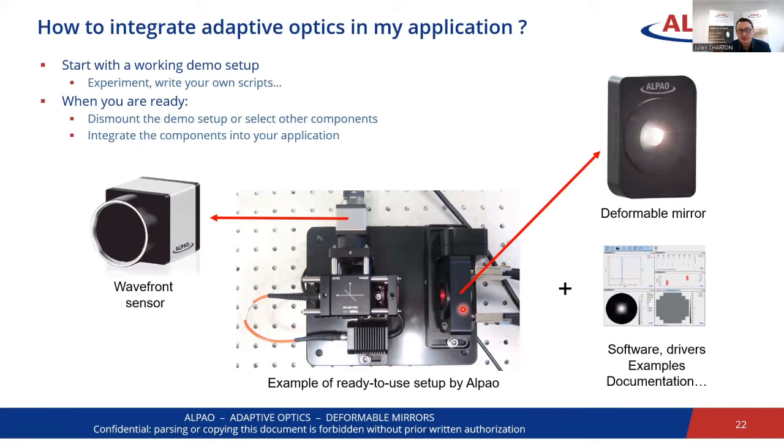So you may recognize the deformable mirror on this side with the cables and drive electronics just on the side. We have a wavefront sensor, a Shack-Hartmann wavefront sensor on top, and the minimum optical setup with a beam splitter, a light source, and a few lenses to make all these little tricks that we mentioned, for example, the optical conjugation and so on. So it will work out of the box.